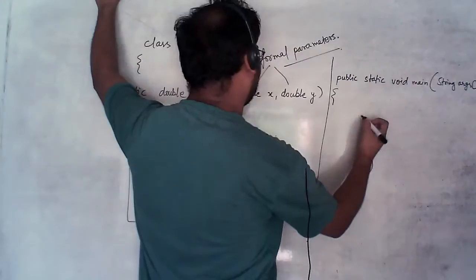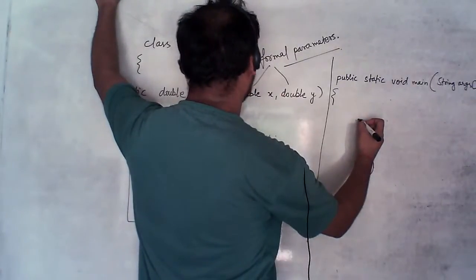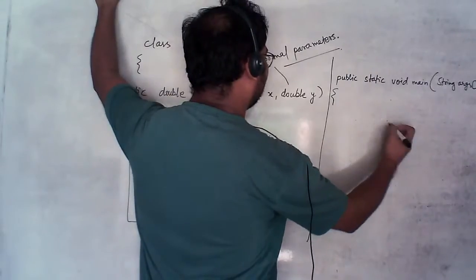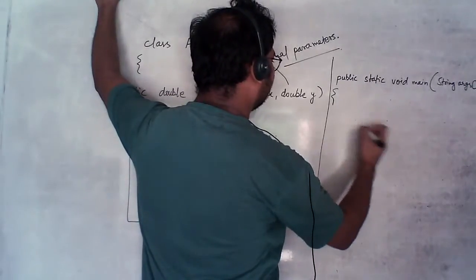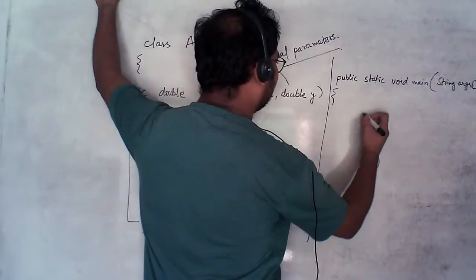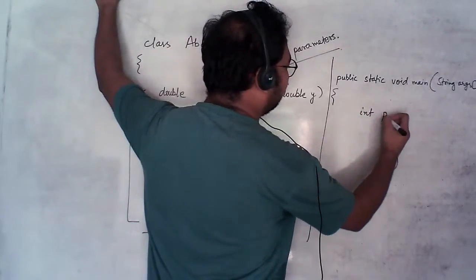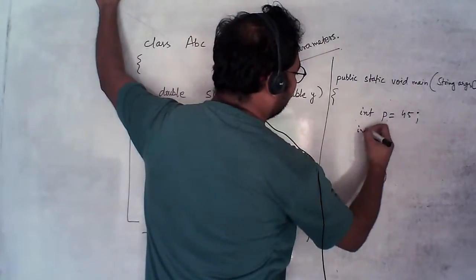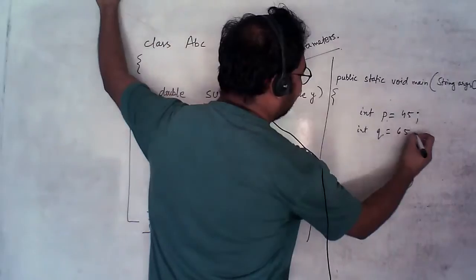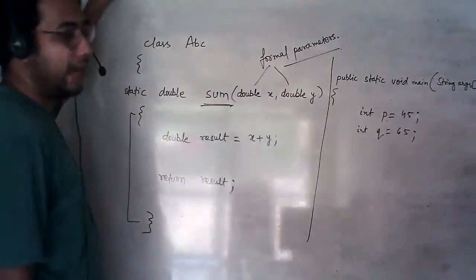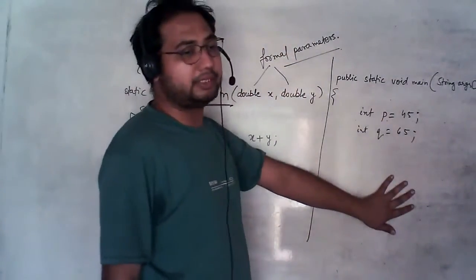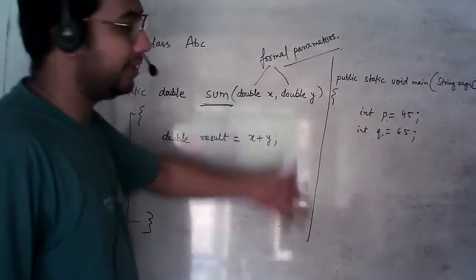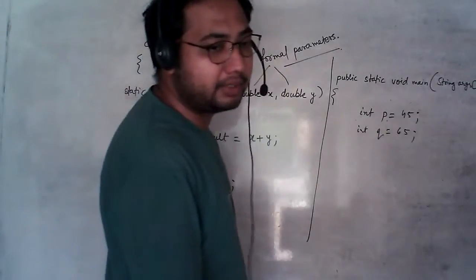So what will I do? I will call this function over here. int p equal to 45, int q equal to 65, and I want to do the addition. I could have added here also, that is the easy part, but I want to tell you the use of function. That's why I'm explaining it a little more. I'm making it a little big.